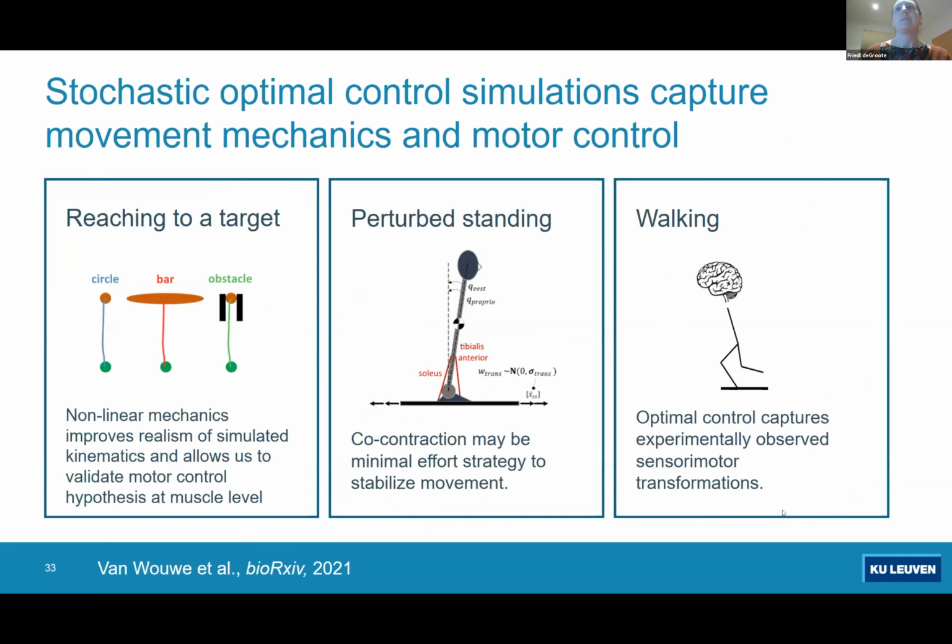So in conclusion, we believe that our stochastic optimal control framework can bridge the gap between biomechanics and motor control simulations. By combining nonlinear mechanics and noisy control, we were able to test motor control as a theory of movement coordination beyond what has been done previously. We found that having more detailed models of musculoskeletal mechanics improves predictions of kinematics under the same optimal control assumptions. We found that muscle co-activation is a minimal effort strategy in the presence of activation-dependent muscle stiffness or nonlinear activation. And we demonstrated that stochastic optimal control captures sensory motor transformations underlying walking.